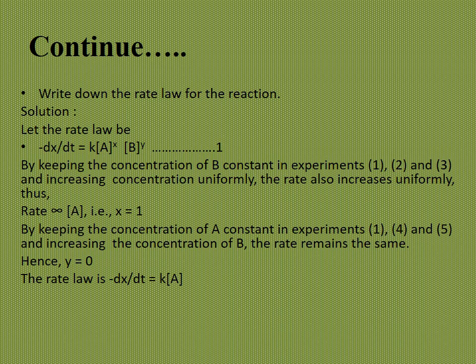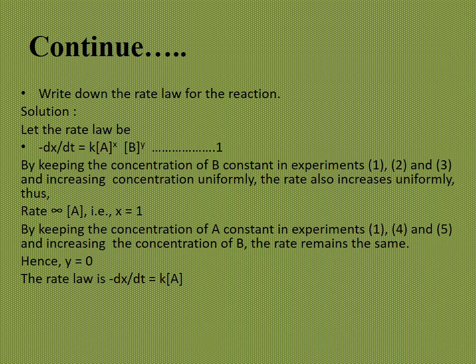So come to the solution part. We know that minus dx upon dt will be equal to k A to the power x into B to the power y. We will call it equation number 1. So by keeping the concentration of B constant in experiments 1, 2 and 3 and increasing the concentration of A uniformly, the rate also increases uniformly. Thus, rate is directly proportional to A. That is, x is equal to 1.